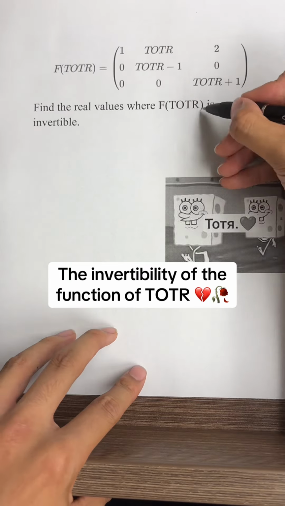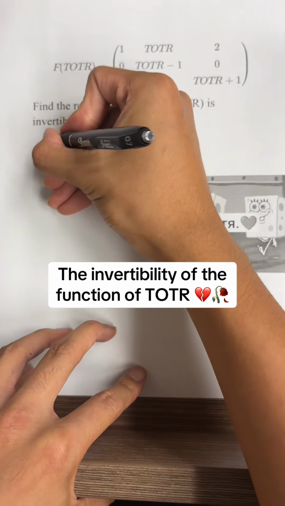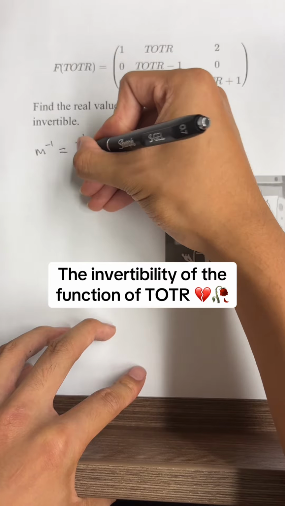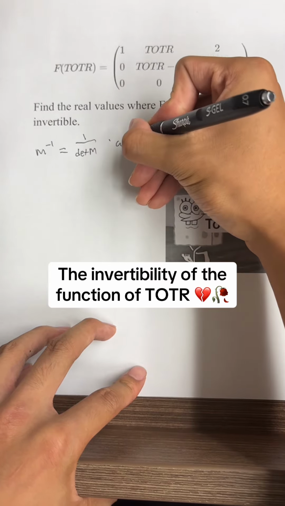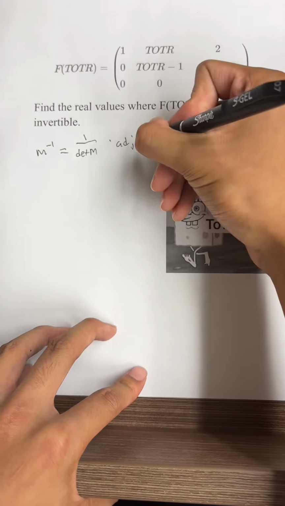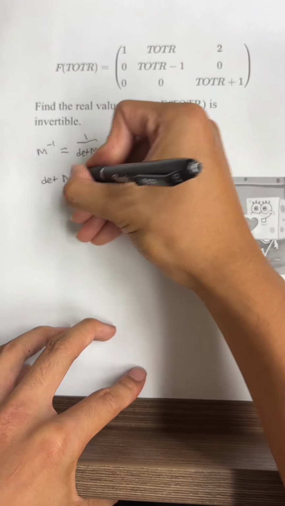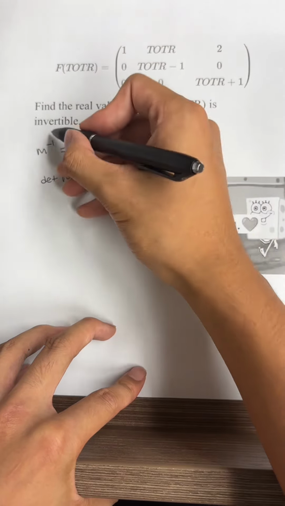Find the real values where the function of t is invertible. Well, invertible just means we can invert the matrix, and the inverse of the matrix is 1 over the determinant of the matrix times the adjugate of the matrix. In order to make sure that it actually is invertible, the determinant of M cannot be equal to 0, so that's what we're trying to avoid, and all the other cases are where it's invertible.